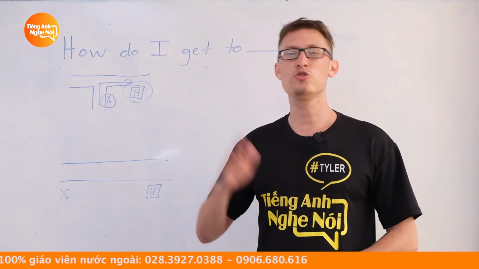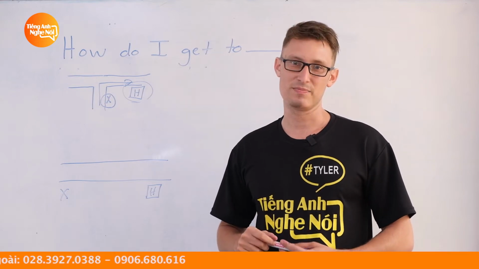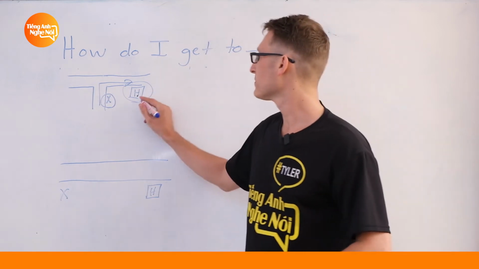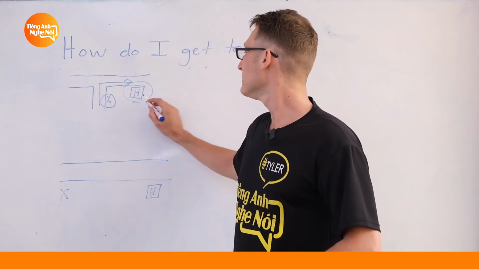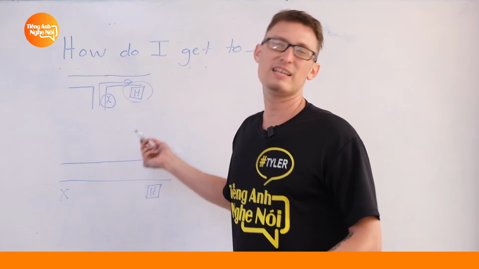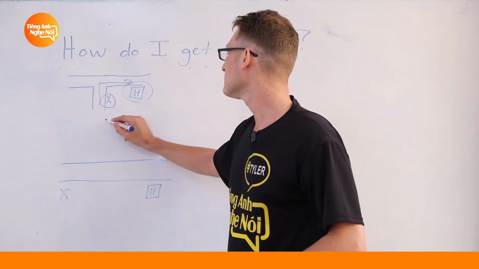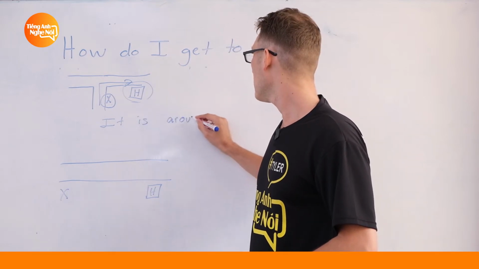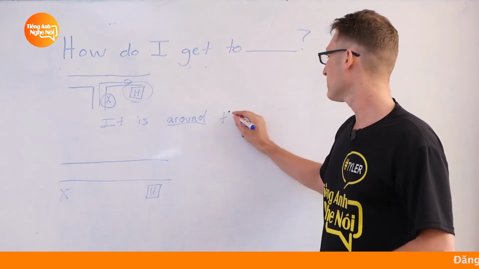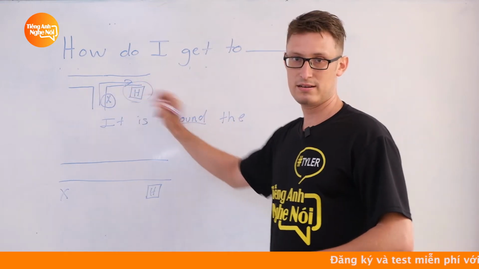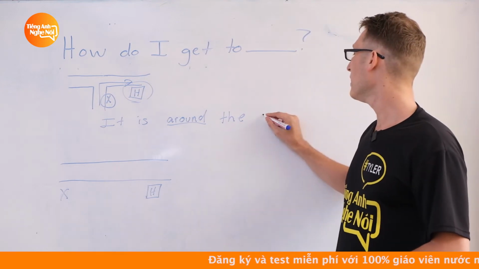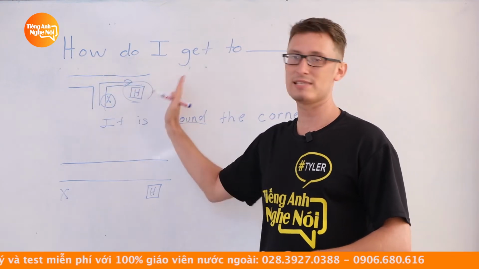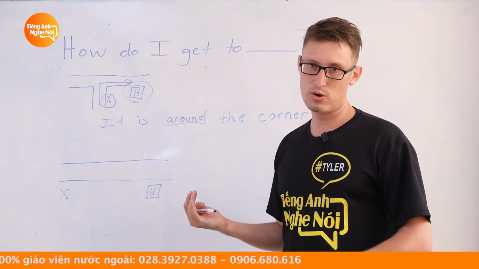If the place you want to go to is very near, you don't have to give a lot of directions. It's actually very simple. If this is you and this is your house, you can just tell someone, it is around the, and what do we call this here? Around the corner. Okay, my house is around the corner.